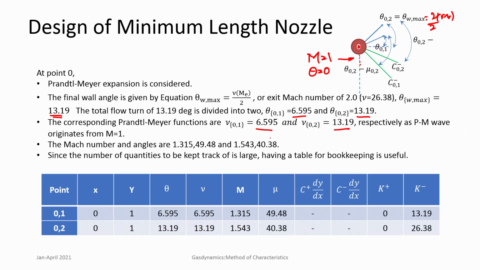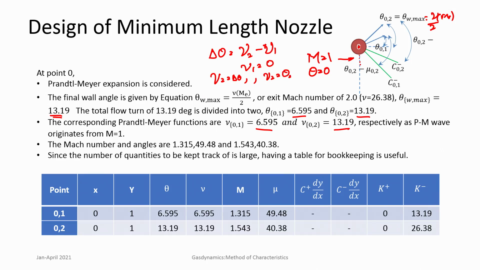You are using the Prandtl-Meyer relations here, and delta theta is nu 2 minus nu 1, but the Mach number is 1, so nu 1 is 0. Therefore nu 2 is equal to delta theta, or in this case, since theta is also 0 initially, nu 2 is equal to theta 2, or basically nu 2 is theta.